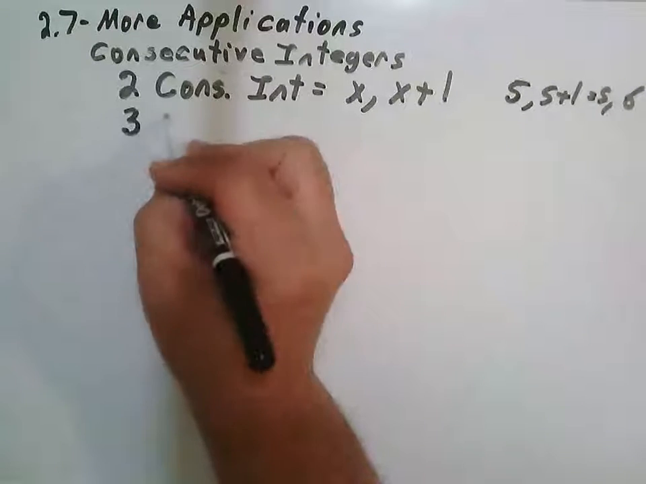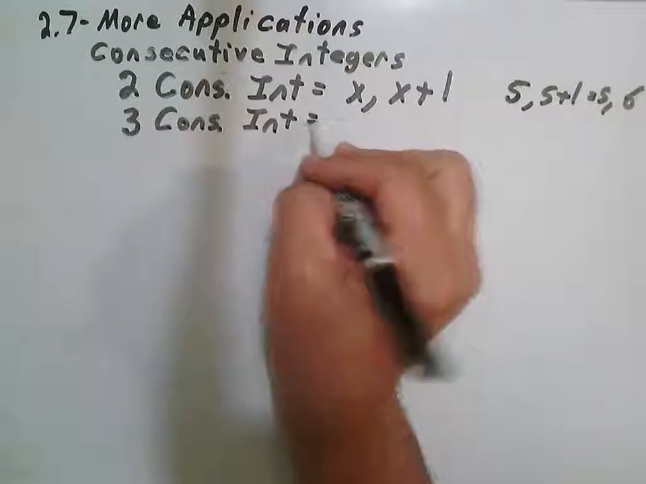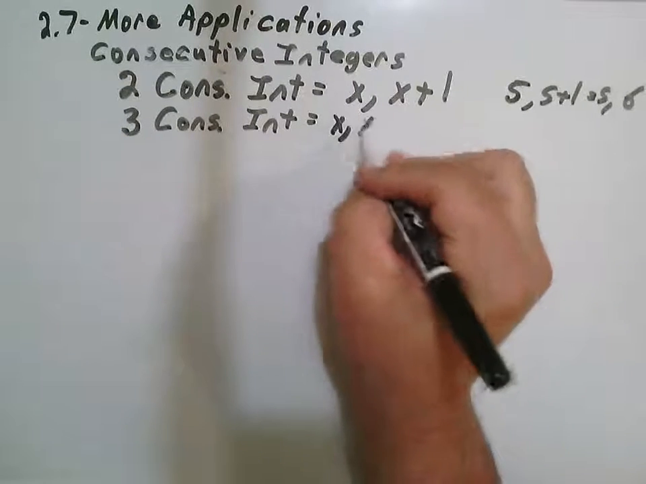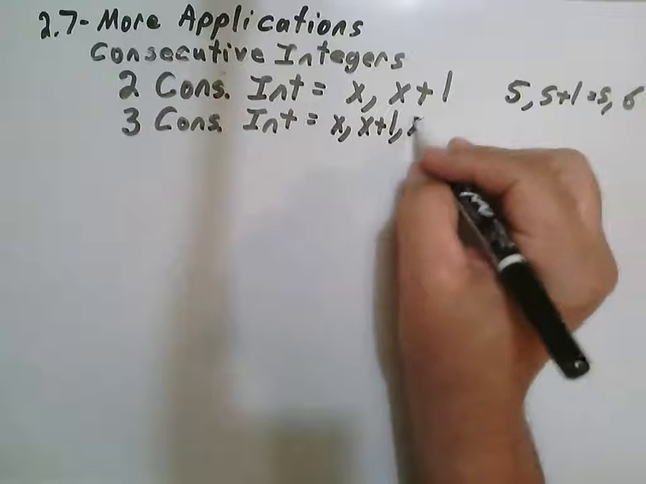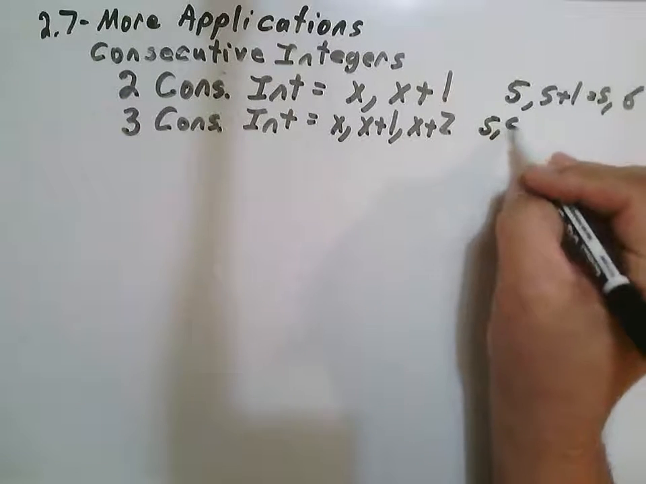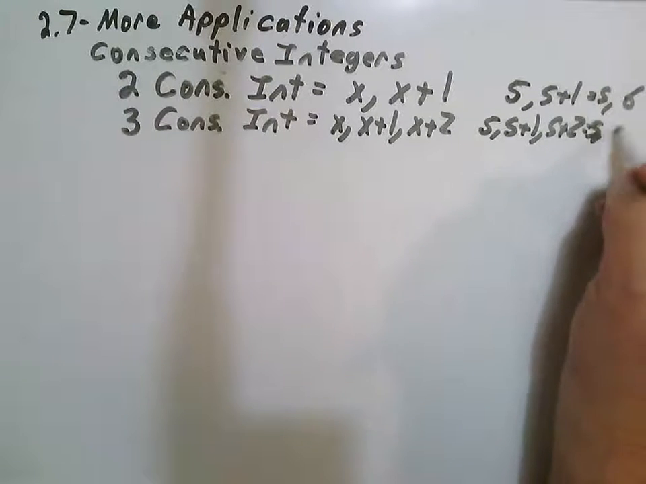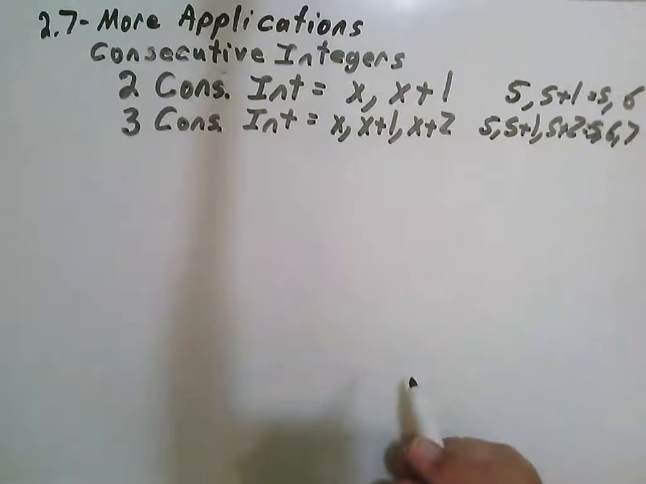Now the next one is 3 consecutive integers. And 3 consecutive integers are x, x plus 1, and x plus 2. So once again, if I had a 5, this one would be 5 plus 1. The next one would be 5 plus 2. So my three numbers would be 5, 6, and 7.